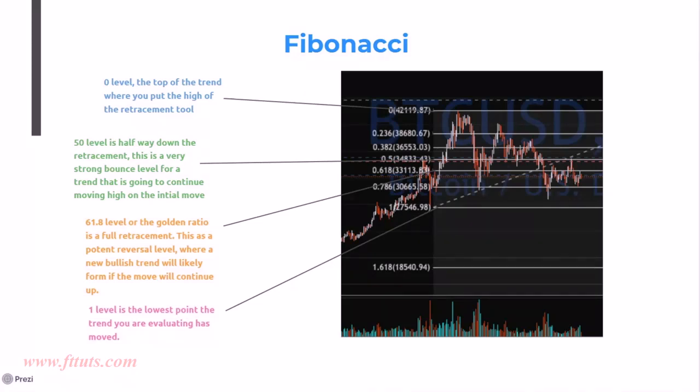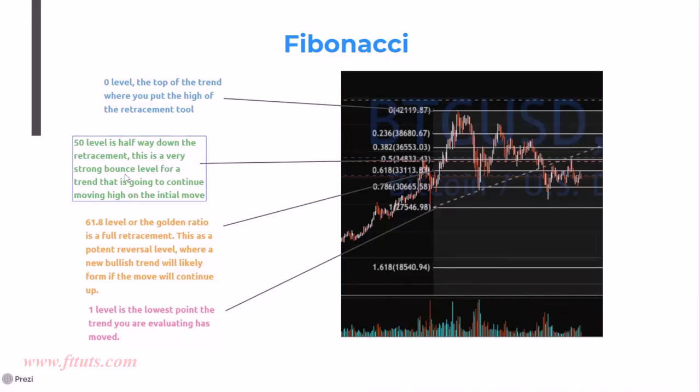So if we look at this indicator right here, we click and drag on this low and drag up to the high of a trend, and it shows us areas where the price is going to likely bounce at after it pulls back and retraces. So the 0 level right here is the top of the trend where you put the high of the retracement tool. The 50 level is the halfway down the retracement.